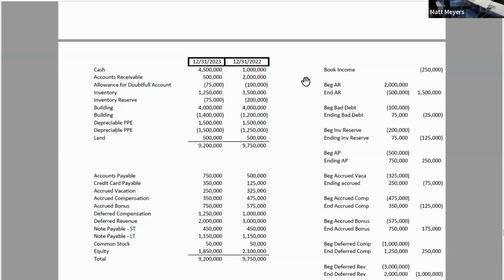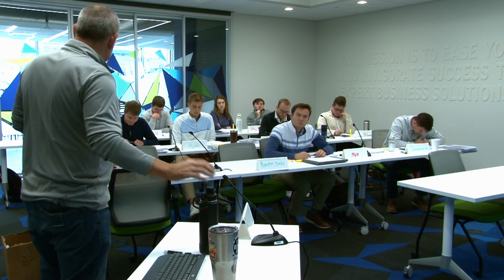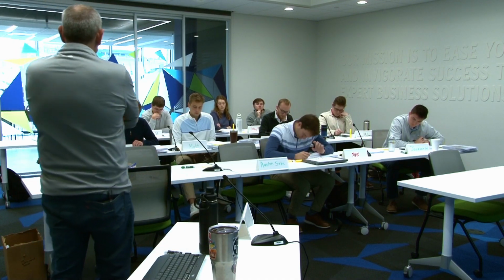Accounts payable. So we are going to subtract out our beginning accounts payable because those are things that we paid this year. So it decreases our income. And then we're going to add back our ending accounts payable because we didn't actually pay the cash for them this year. Correct. And then accruals.